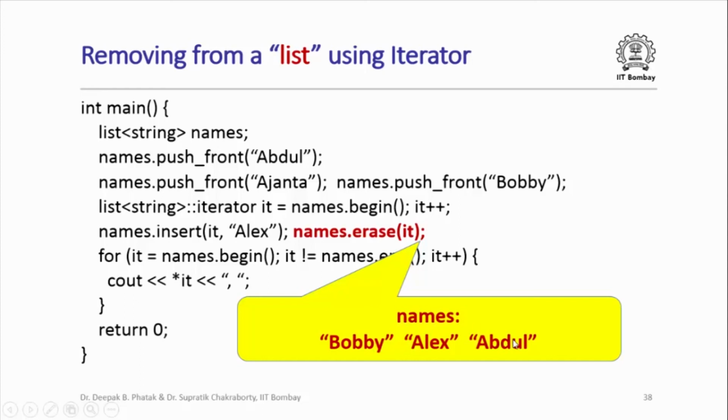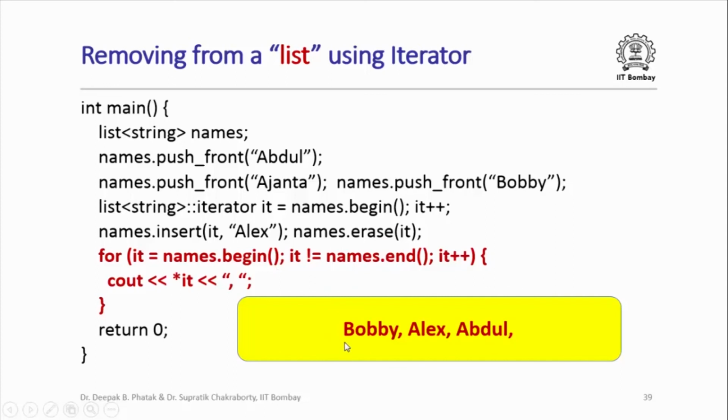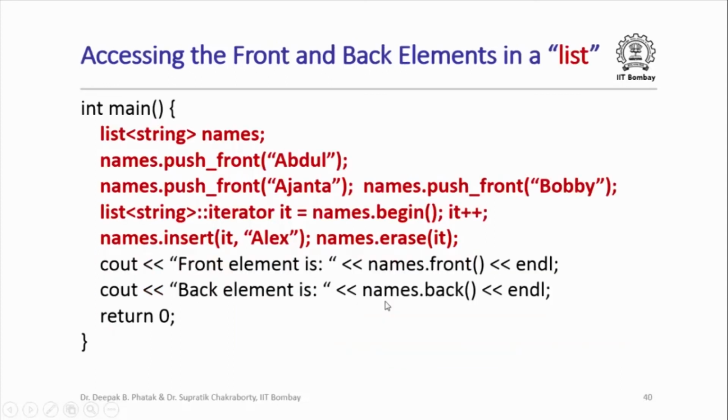This is the front of the list and this is the back of the list. So now when I try to print out the elements in the list, I'm going to get this at the output, Bobby, Alex, Abdul. Now, the list class also provides special functions to directly access the elements at the front and back of the list.